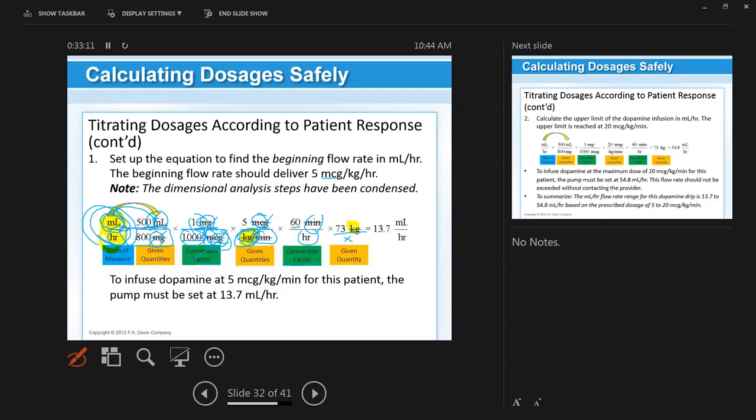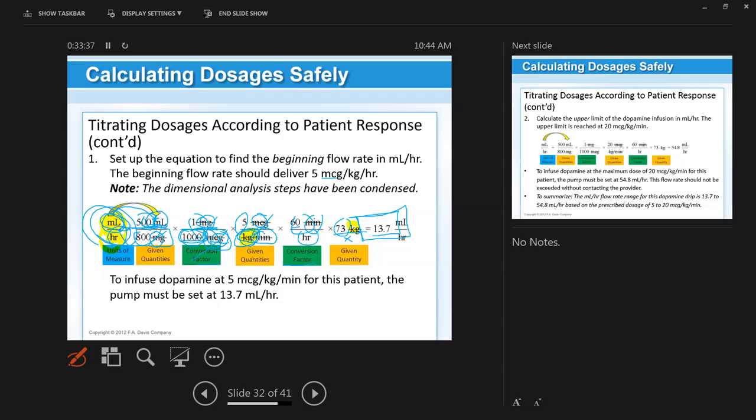So then we're just going to put the numbers in our calculator. We've got 500 times 5 times 60 times 73 divided by 800 divided by 1,000. And that gives us an answer of 13.7. And so that didn't even need to be rounded any further because our directions told us to round to the nearest tenth.